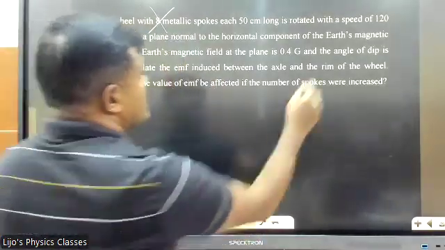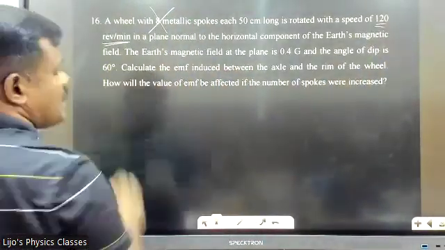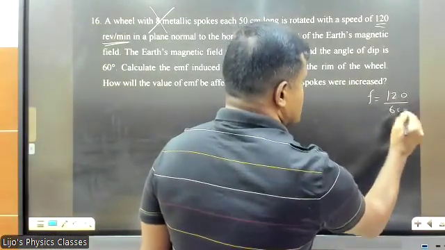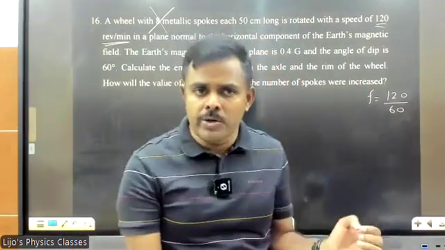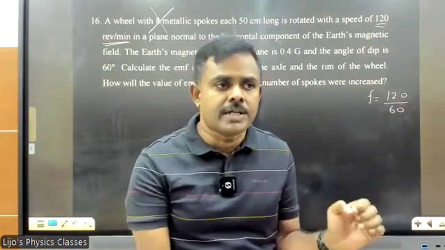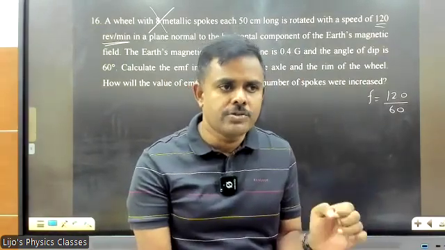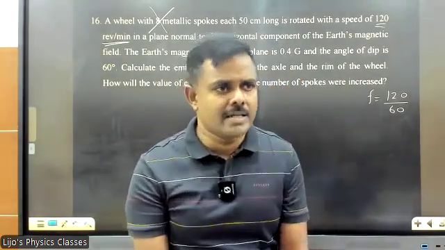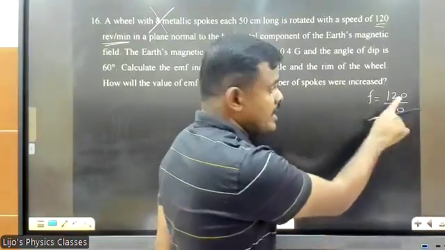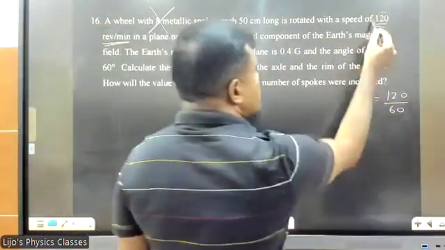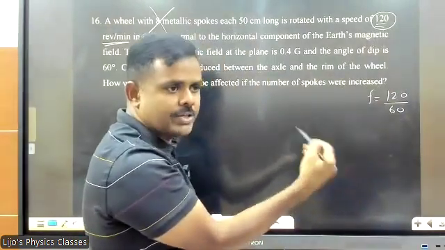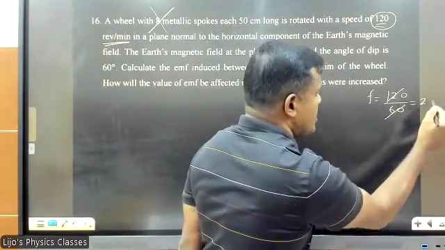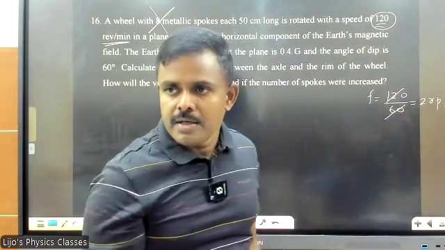So let us write everything. Is rotated with a speed of 120 revolutions per minute. So first thing to do, 120 by 60. Why am I doing this? Revolutions per minute is to be converted to revolutions per second. How to convert to RPS? 1 minute is 60 seconds. So 120 revolutions per minute, I need to get it converted to RPS. How? Divide that by 60. That will be 2 RPS. Got it?